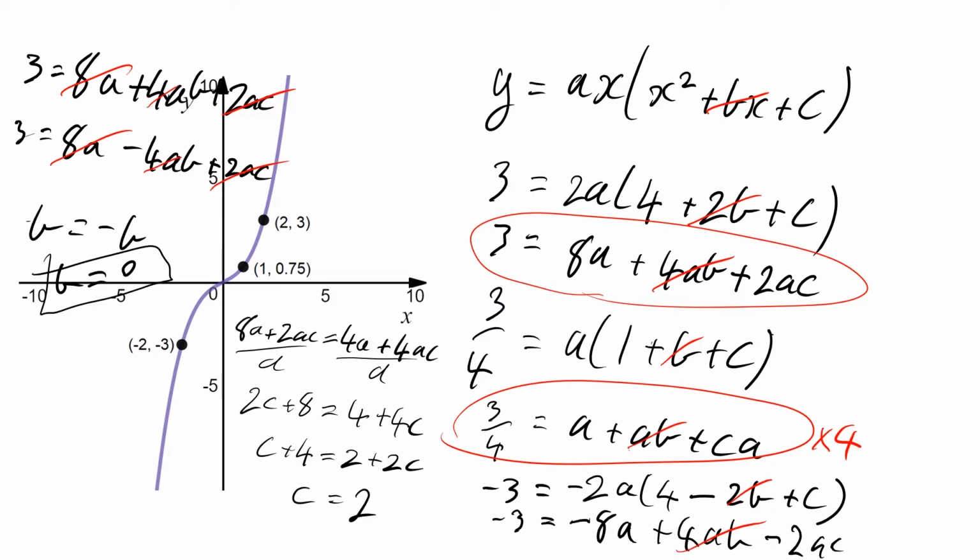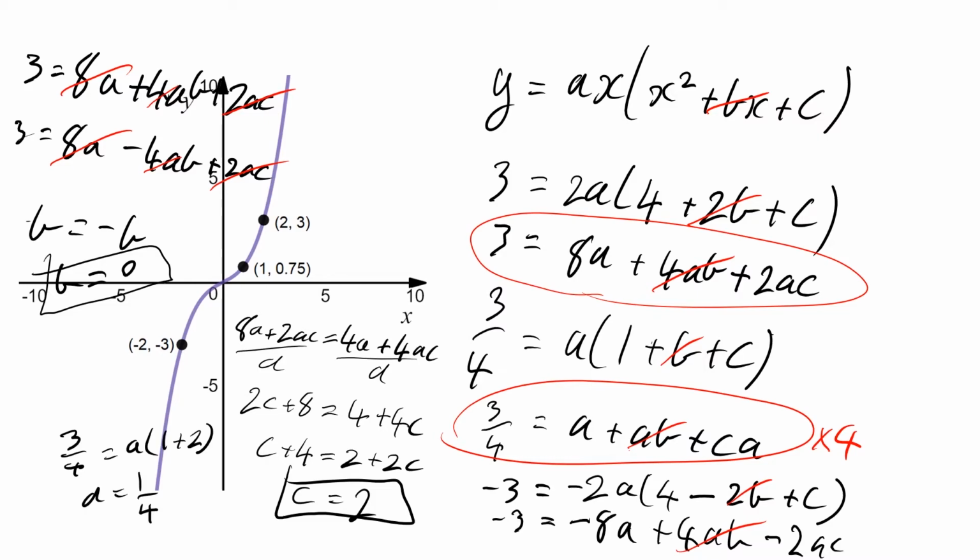Really boxing these. Now I just need to solve for a. I'll use this here, solve for it now that I know that c is equal to 2, so 3a equals 3/4, divide by 3, a equals 1/4.